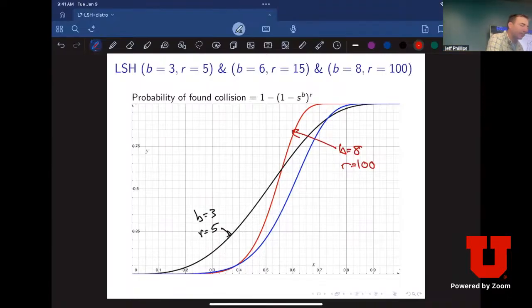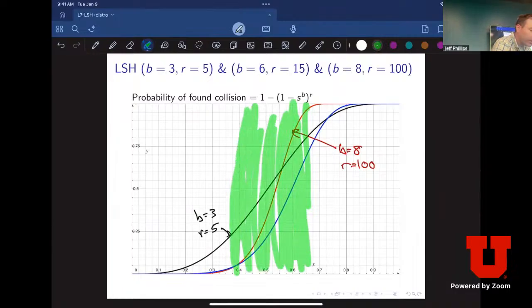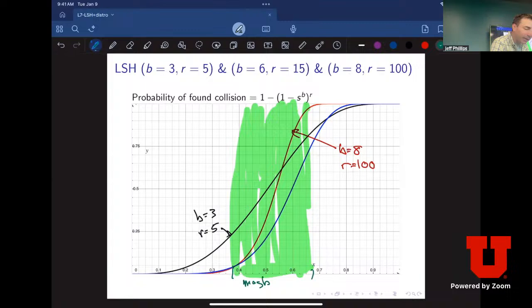Okay, so there's some zone in here, right? There's some zone still in this region, right, where I'm not sure. Right, so in this zone, I get kind of a maybe collision. I get yes and no in these zones here, right?